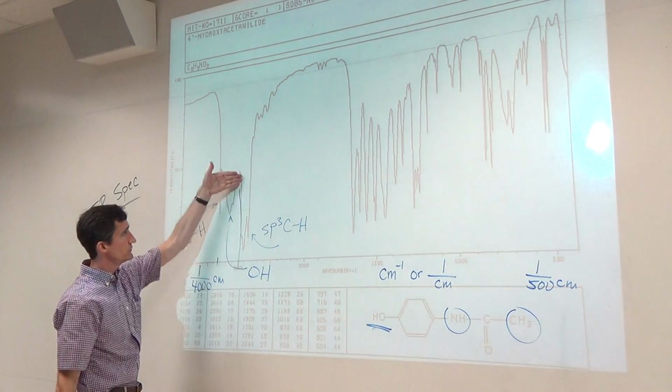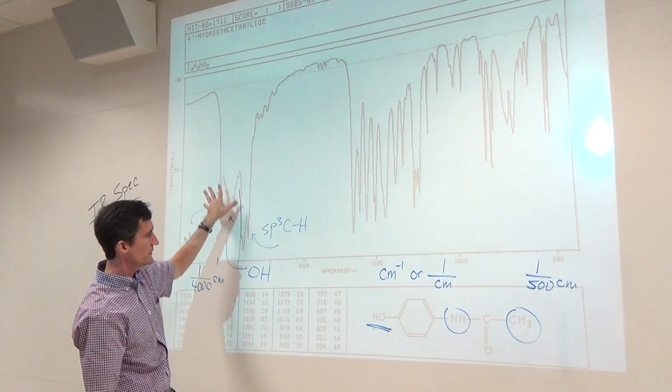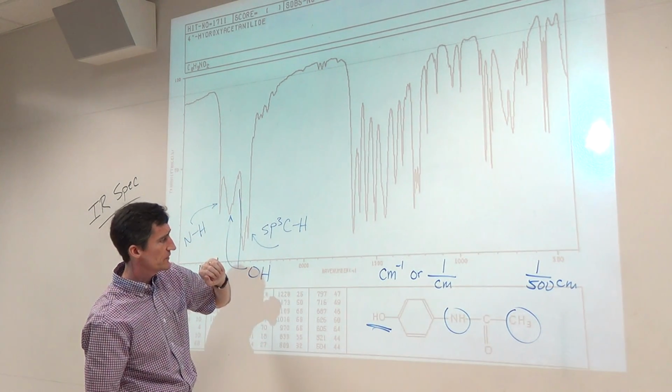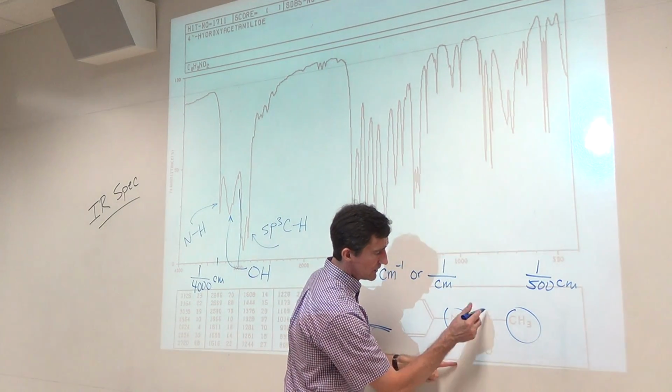But that leads to absorbance here. There's something else we could assign here. I'm not going to do that. I'm going to move over here. At this point I'm going to look at structure.